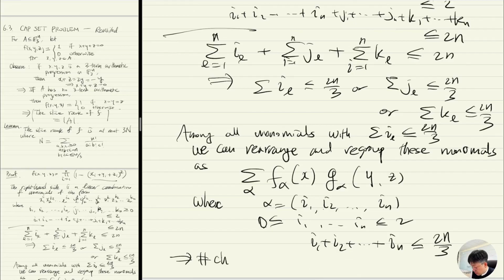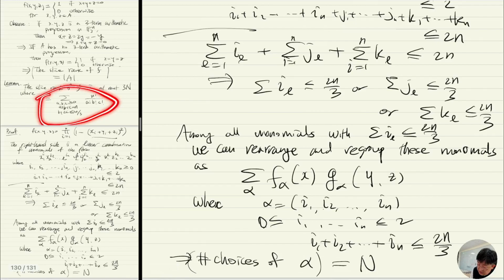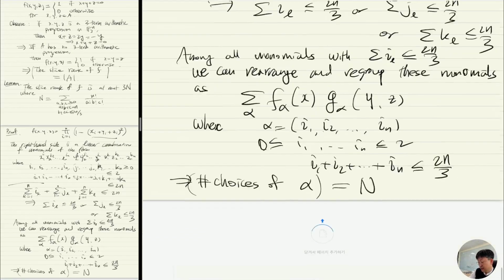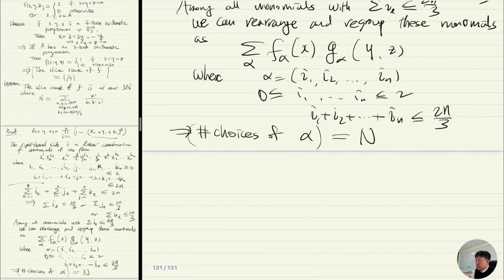And the number of choices of alpha is actually equal to N, right? Why? Because N is this thing. A is the number of times you choose 0, B is the number of times you choose 1, and C is the number of times you choose 2. So B plus twice C is at most 2n over 3, and that's it, right?